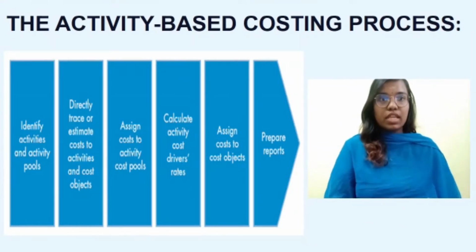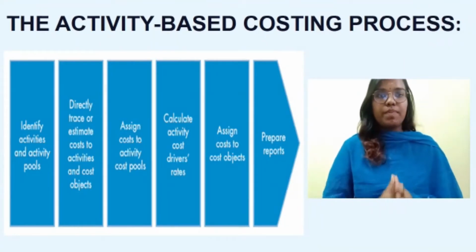Costs are allocated to products by multiplying the predetermined overhead rate for each activity by the level of the cost driver activity used by the product. The sixth step is to prepare the report.